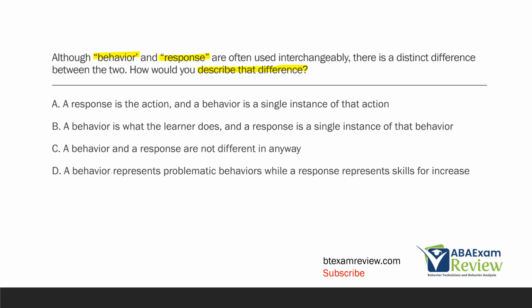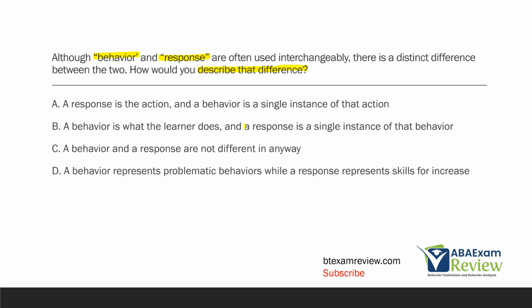Because remember, we target behaviors for change, right? And so if I said nail biting is a behavior. If I said each time you bite your nails, those are responses. So responses are individual occurrences or instances of the larger behavior. So that's what we're looking for here. A response is the action, and a behavior is a single instance of that action. That's the reverse, right? Behavior is the action, response is a single instance.